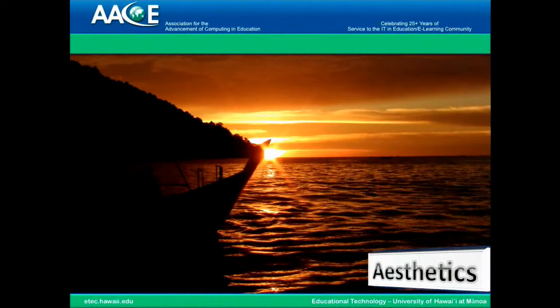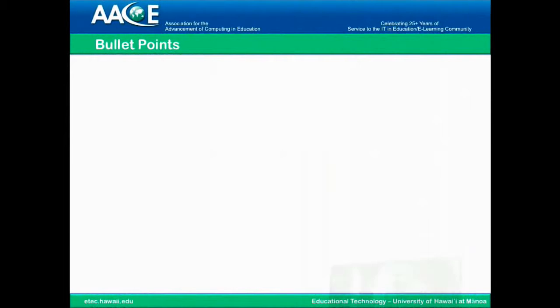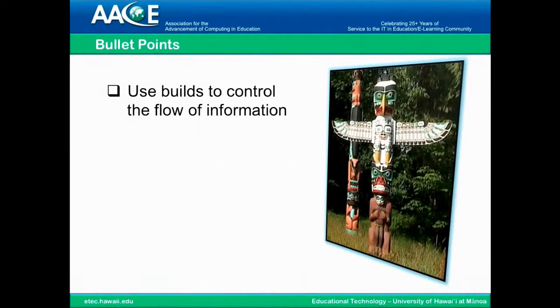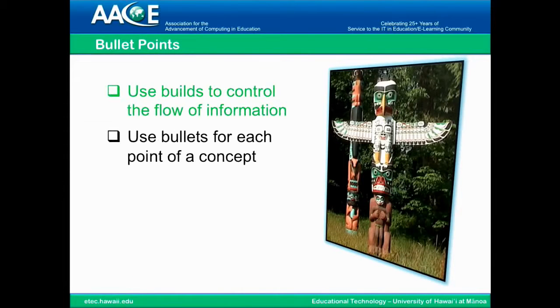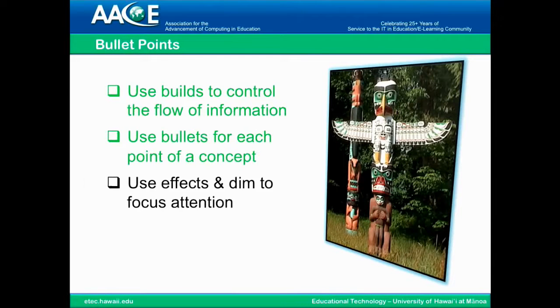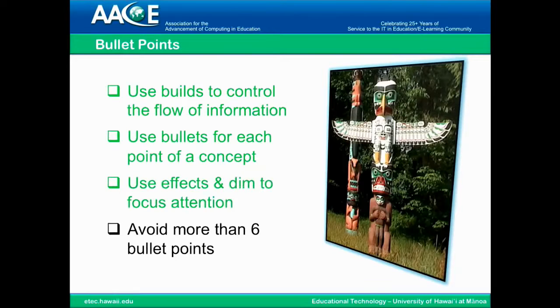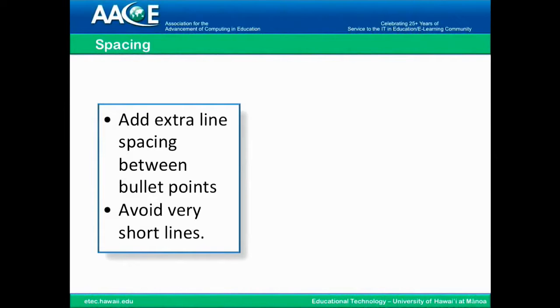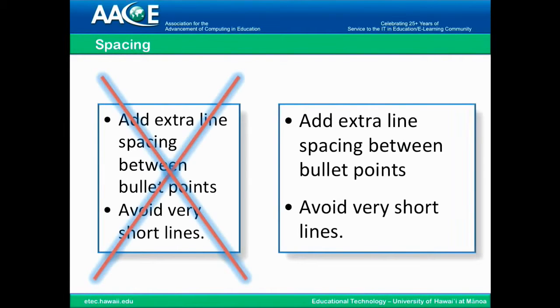Aesthetics. You can use bills to control the flow of information. Use bullets for each point in a concept. Use effects and dim to focus the attention. But avoid having more than 6 bullet points on one page. So instead of using the automatic spacing, you can add extra line spacing between bullet points and also avoid having very short lines by stretching your text box.